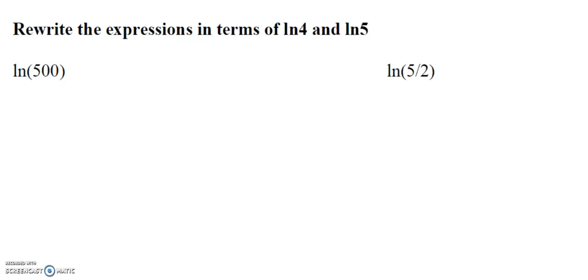All right, rewrite the expressions in terms of natural log of 4 and natural log of 5. So we start with the natural log of 500, and we also have the natural log of 5 halves. My first challenge to you is to think about how to write the number 500 in terms of just 4s and 5s. Then I want you to think if you can figure out how to write the number 5 halves in terms of just 4 and 5. So go ahead and pause your video, see if you can think about a way to rewrite those.